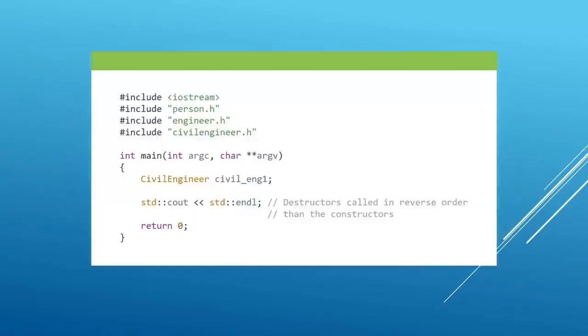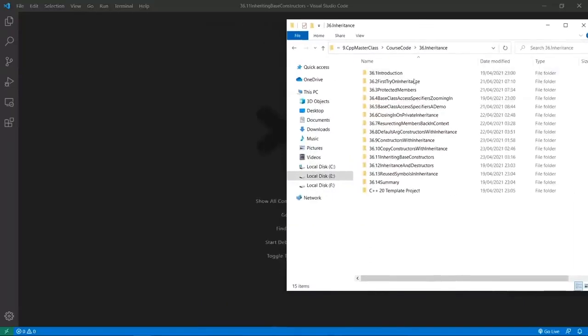And we're going to set up a simple example to play with this. We're going to create a civil engineer object, and we're going to see the order in which these things are called. Let's head over to Visual Studio Code and actually do this. Here we are in our working folder. The current project is inheritance and destructors.